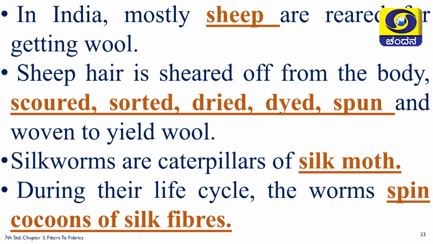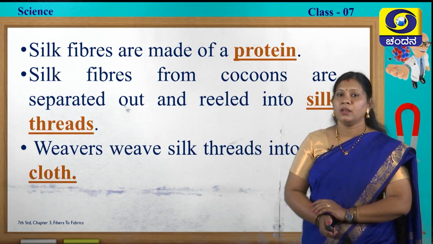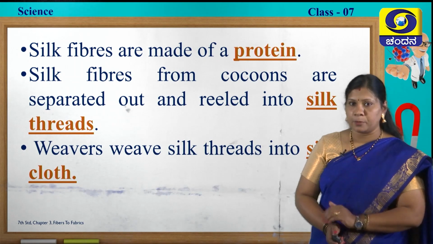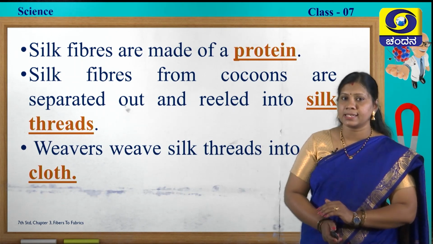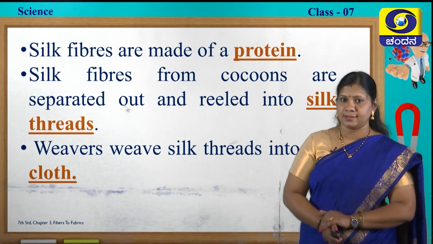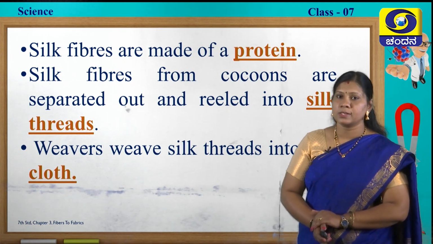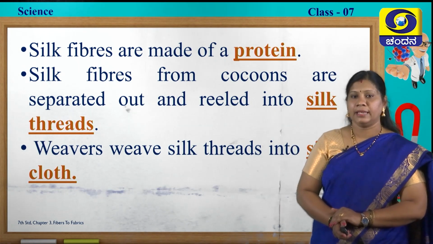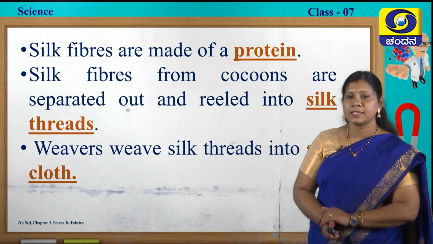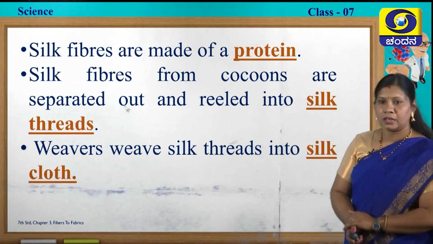Silkworms are caterpillars of silk moth. During their life cycle, the worm spins a cocoon of silk fibers. Silk fibers are made up of proteins. We already know much about silk fibers, that is, silk fibers are made up of proteins. Silk fibers from cocoons are separated out and reeled into silk threads. Weavers weave silk threads into silk cloth.